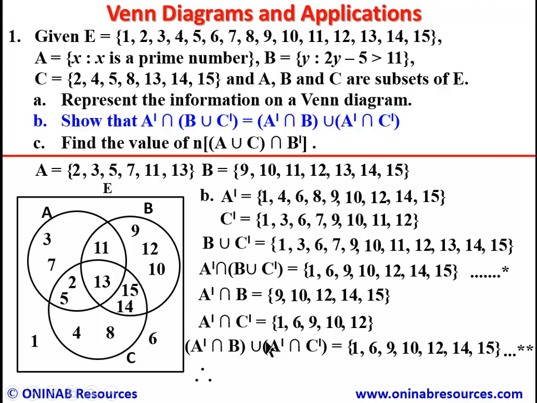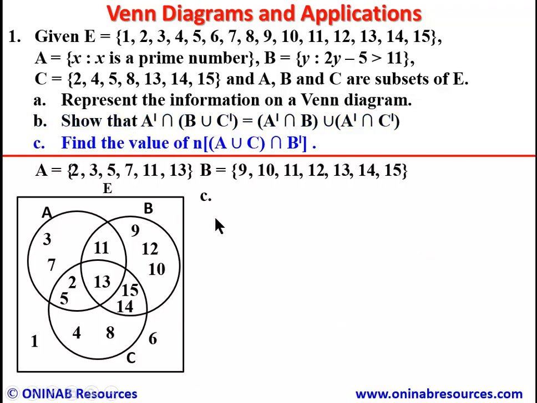So we have shown that A prime intersection B union C prime is equal to A prime intersection B union A prime intersection C prime. So we are done with problem B. So we go to C.